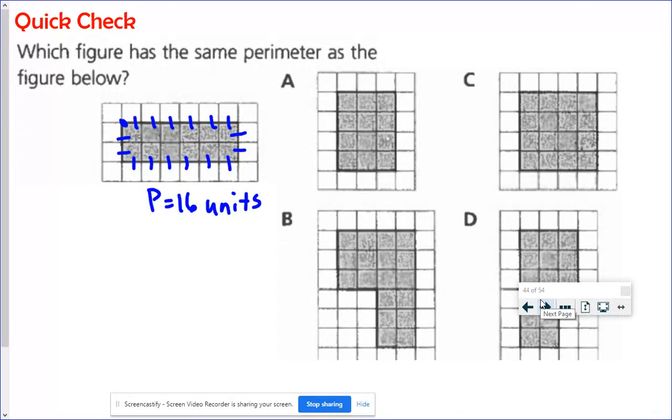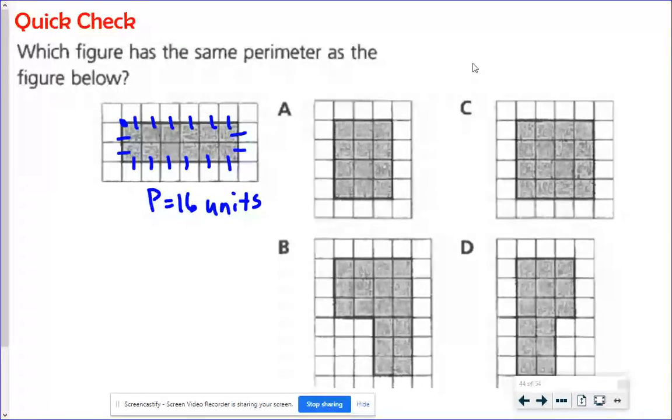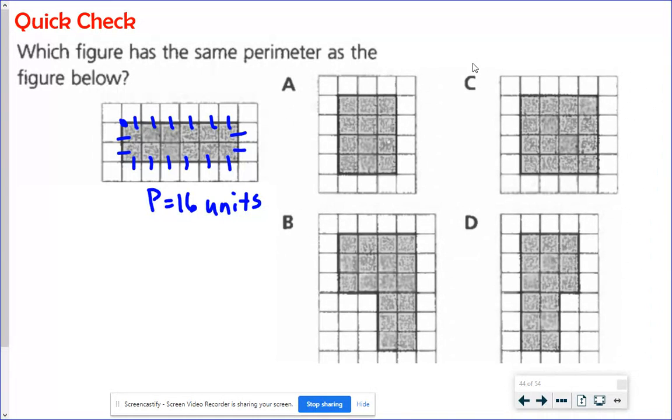Which figure has the same perimeter as the figure below? This figure has a perimeter, the distance around the shape, of 16 units. Pause the video and see if you can figure out which one also has a perimeter of 16 units. And that would be shape C. 4 plus 4 plus 4 plus 4.